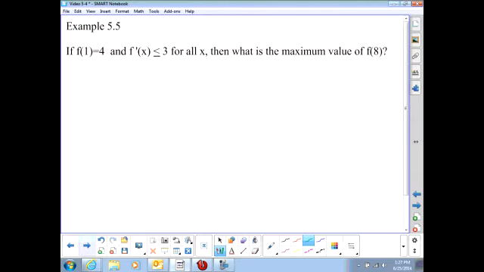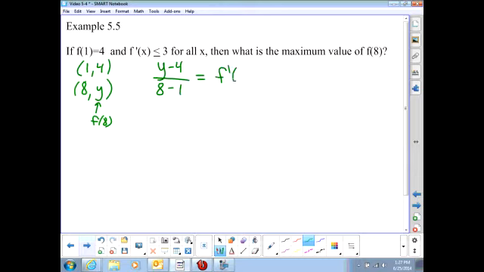Looking at another example, we've got f of 1 equals 4. f prime of x is less than or equal to 3 now. What is the maximum value of f of 8? So pretty similar idea. This is saying we have the point (1, 4). We have the point (8, y). Okay, this y is our f of 8, a y value. So we'll do (y minus 4) over (8 minus 1) must be equal to your derivative at some point.